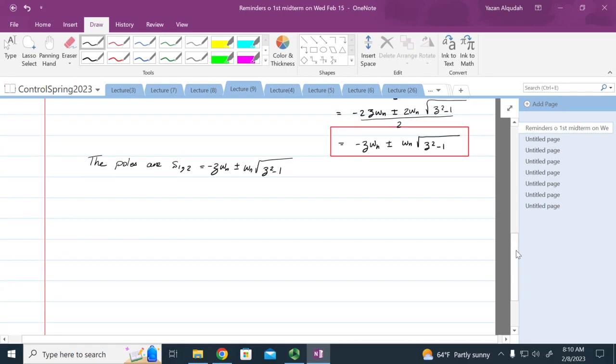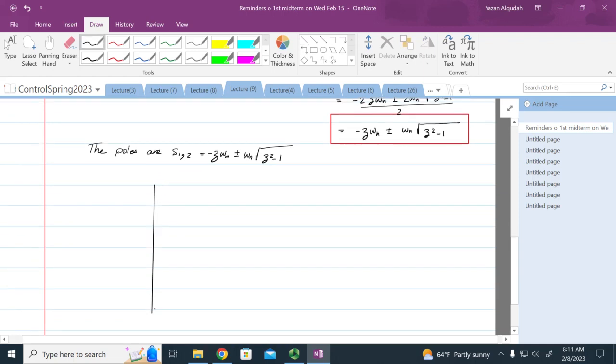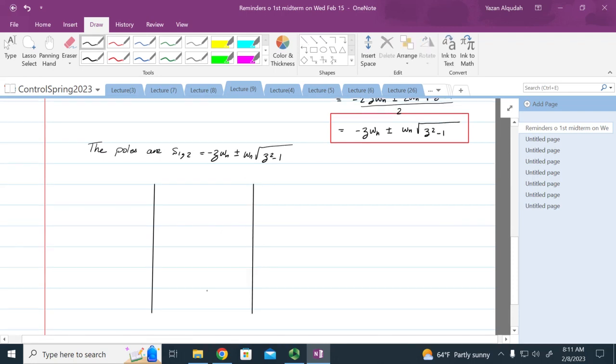So if you look at the location of these poles, what do you think is going to determine the nature of these poles? Whether or not whatever is under the radical is positive. Excellent. Which is going to be determined by this zeta here. Depending on the value of zeta, the roots are going to be either real or imaginary. So therefore, we're going to look at what happens for each case of the value of zeta.